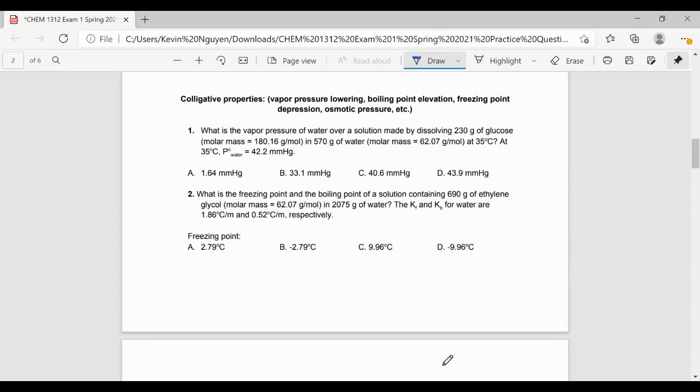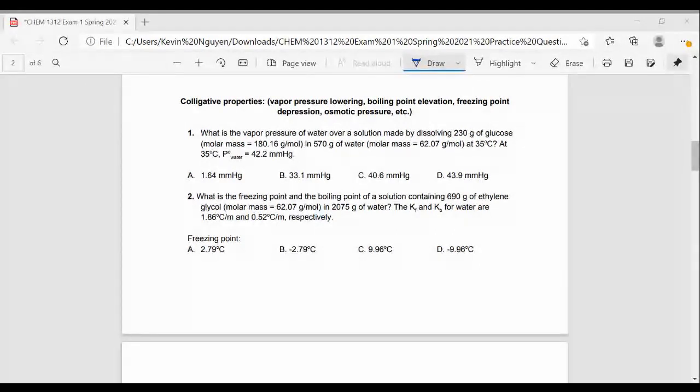Okay, so since they gave us a pure pressure of water, that hints you towards wanting to use Raoult's law. You guys remember Raoult's law?